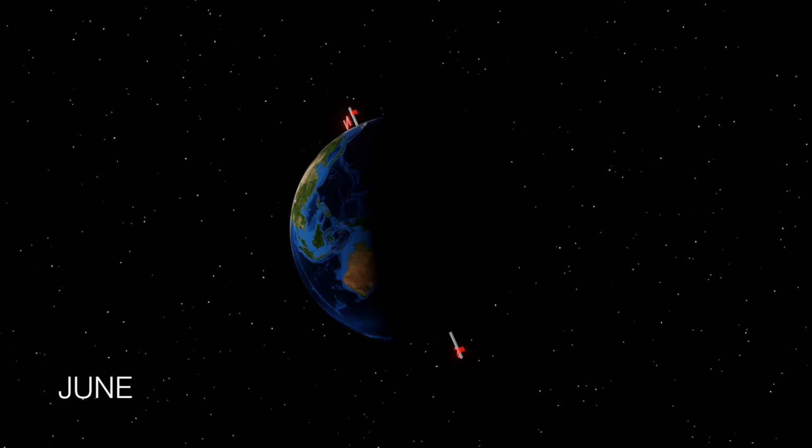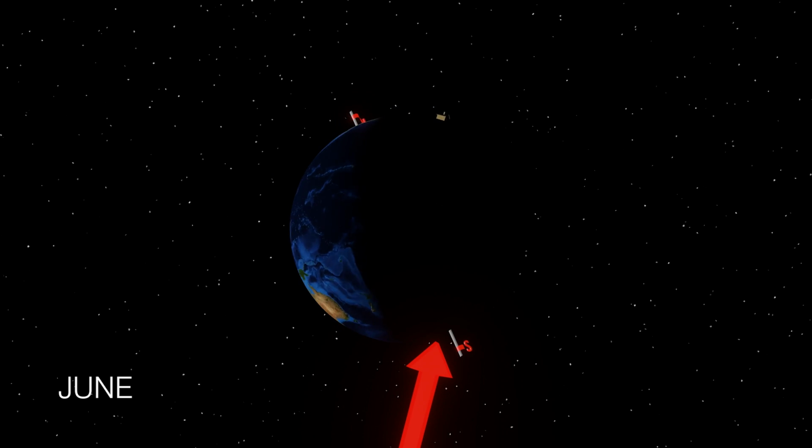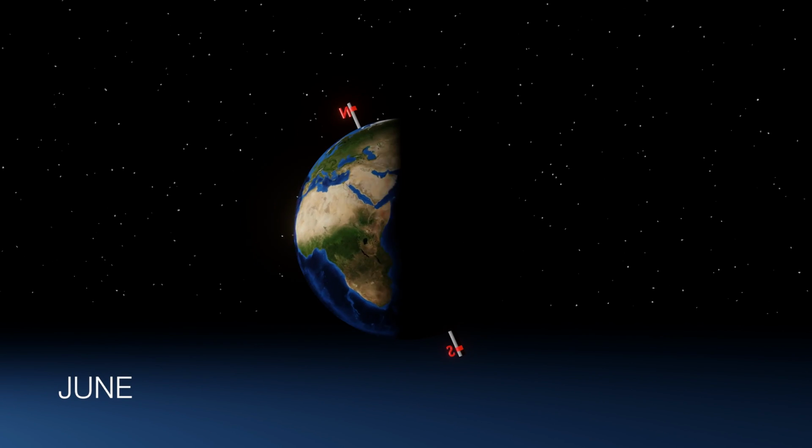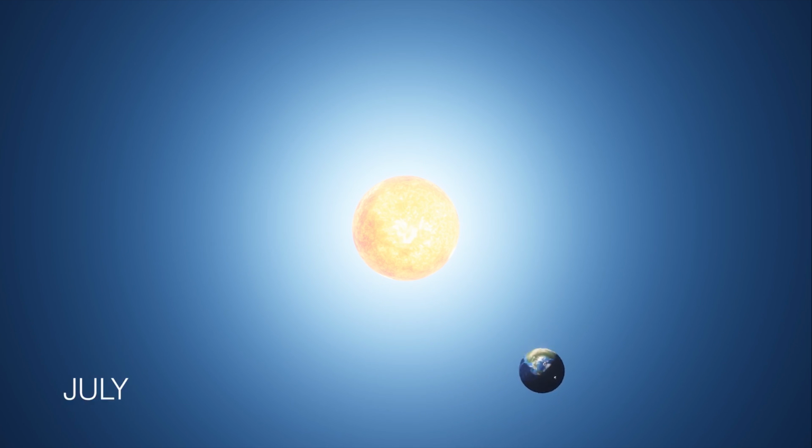In return, the closer you get to the South Pole, the opposite is true, as the South Pole is in constant darkness in these summer months. This is known as the polar winter. Let's begin to fast forward time and see what happens.